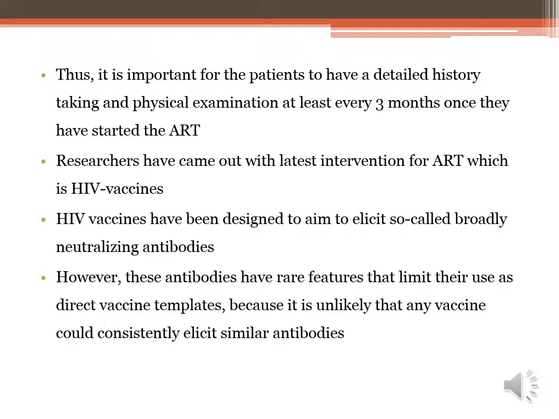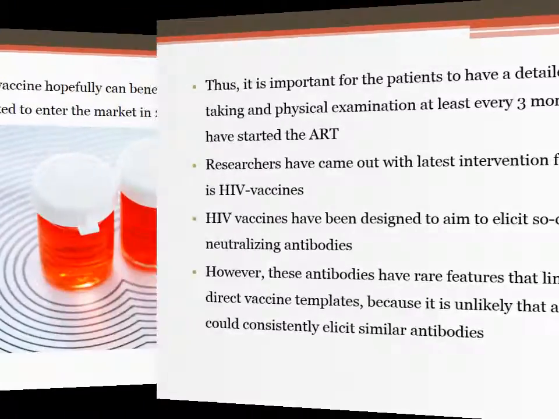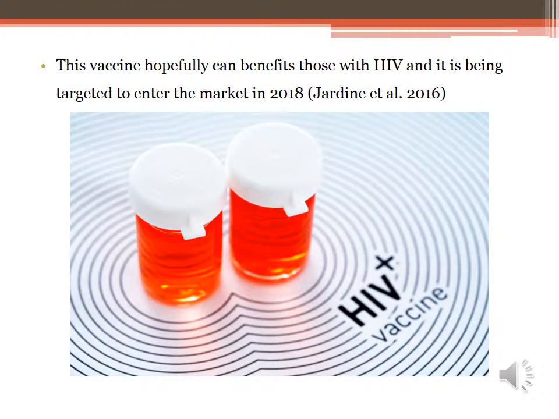Researchers have currently come up with the latest intervention, which is HIV vaccines. HIV vaccines have been designed to aim to elicit so-called broadly neutralizing antibodies. However, these antibodies have rare features that limit their use as direct vaccine templates, because it is unlikely that any vaccine could consistently elicit similar antibodies. For future use, this vaccine hopefully can benefit those with HIV, and it is being targeted to enter the market in 2018.